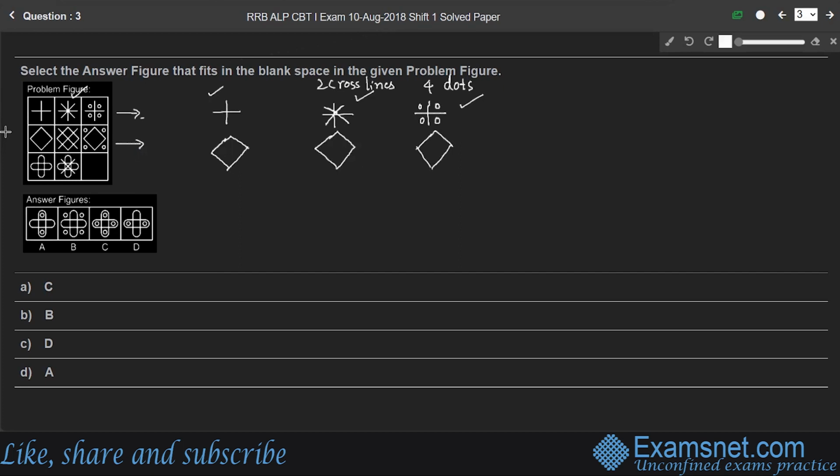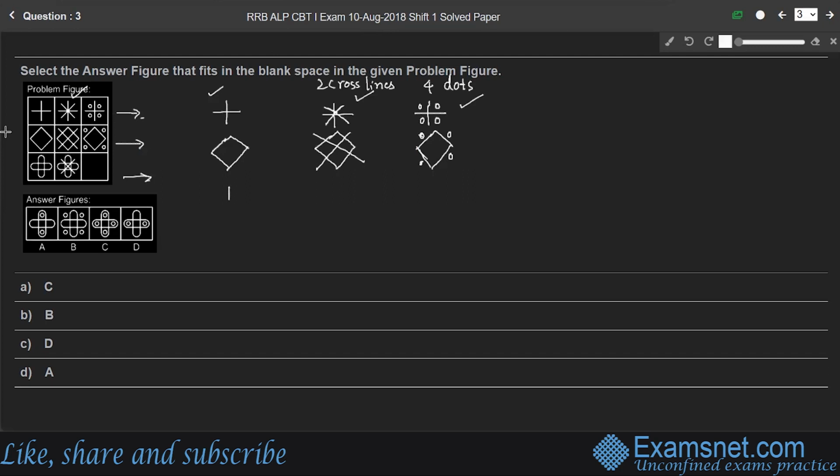In all the 3 figures, we have a common part, right? Whereas to the second part, we have to add 2 cross lines, 2 cross lines, right? Whereas to the third part, 4 dots are added. 1, 2, 3, 4, right? So therefore, we'll consider the third row, right?